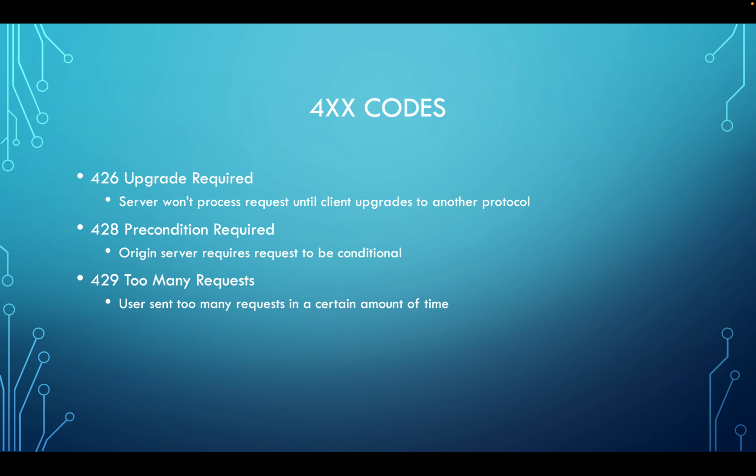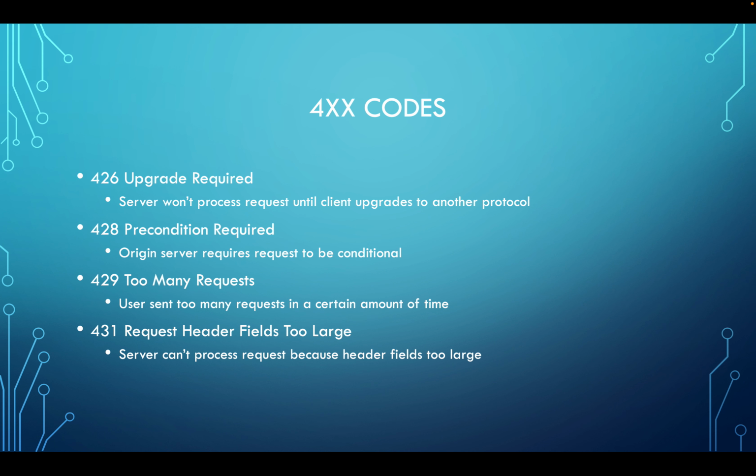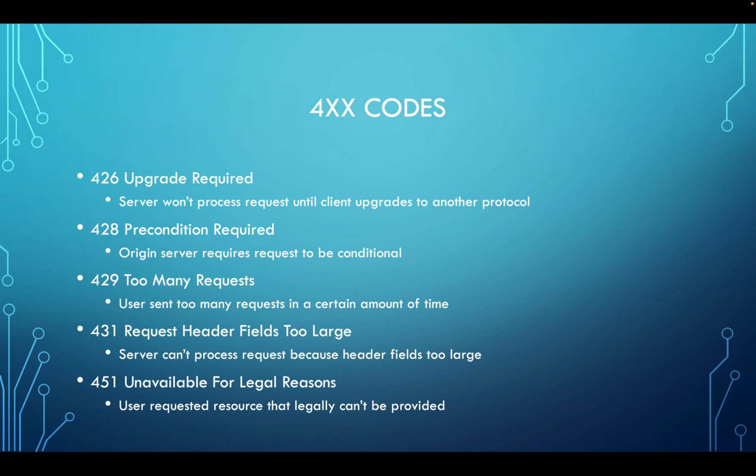429 is too many requests, meaning the user has sent too many requests in a specified amount of time. And 431 is request header fields too large, which means the server can't process the request because the header fields are too big for it to process. 451 is unavailable for legal reasons. Exactly what it says. The user is requesting something that has been banned by the government.